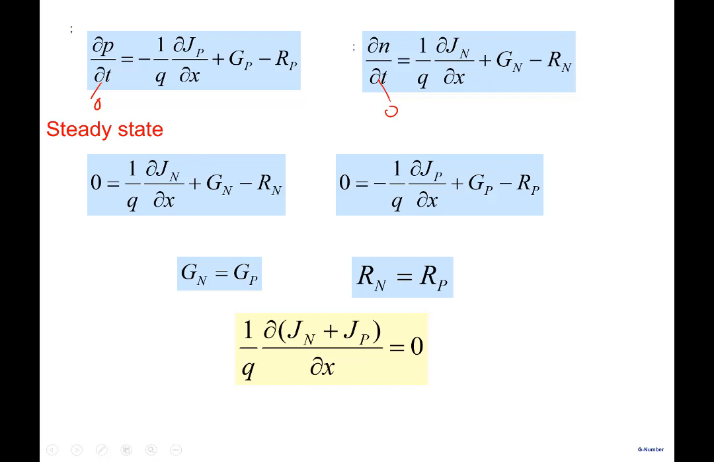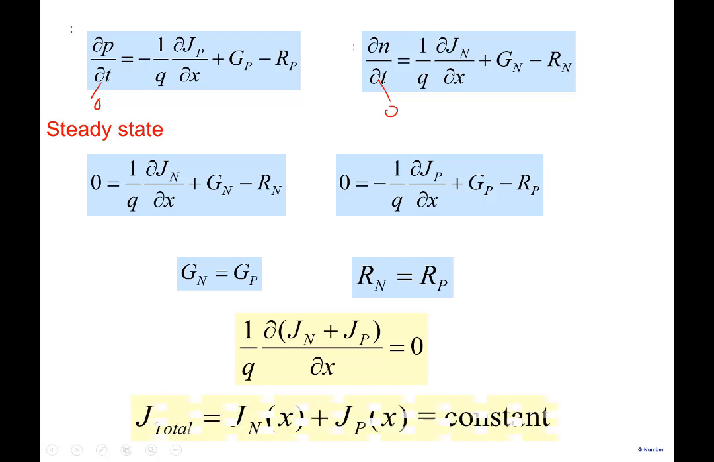And I can combine these two equations. This is very general. I may not have generation, I may have generation, so it's a very general equation. I can combine them and write 1 over q del Jn plus Jp by del x equal to 0. What this tells us is that J total, which is Jn plus Jp, is constant. The total current flowing through the device under steady state is a constant, right? Jn plus Jp is constant.